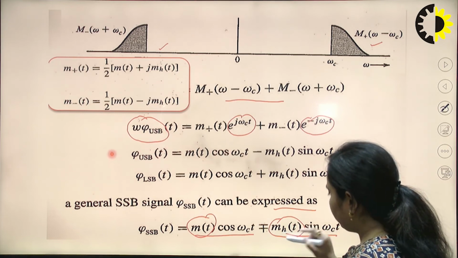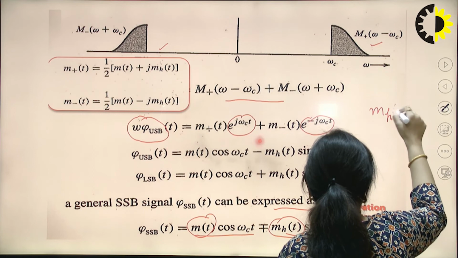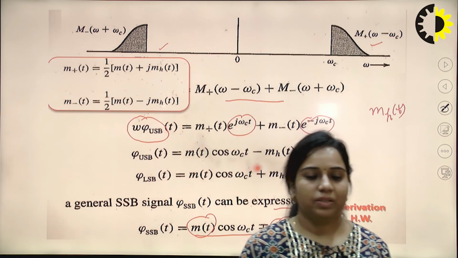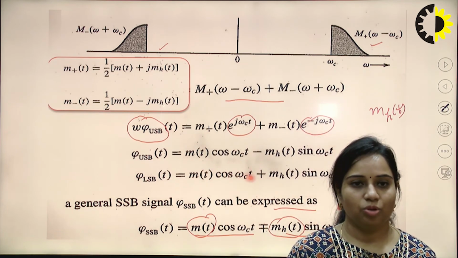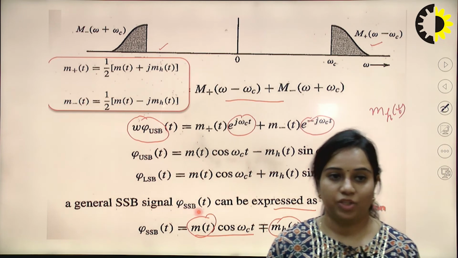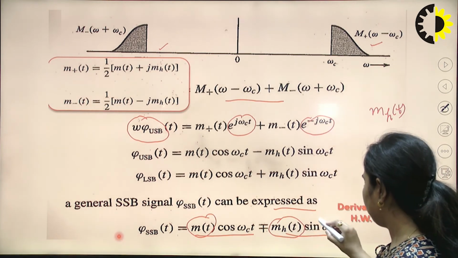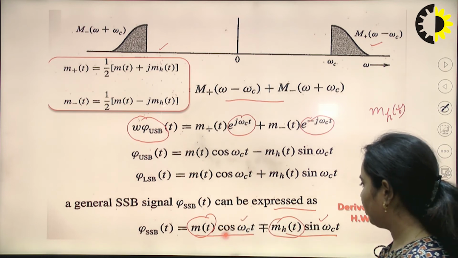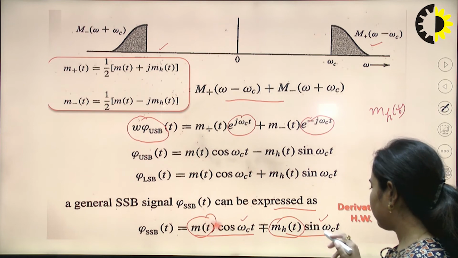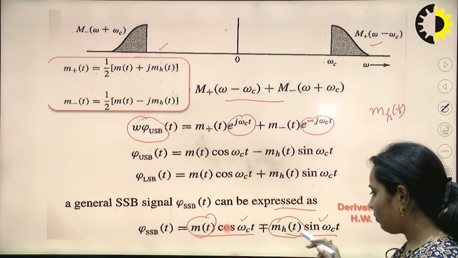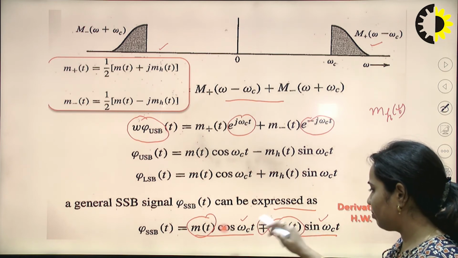Now this particular term, m_h(t), how will it be generated? When the original message signal m(t) is passed through a block that provides a 90-degree phase shift to the incoming signal, we get the Hilbert transform signal m_h(t). When it is multiplied by the 90-degree phase shifted version of the locally generated carrier, that is sin ωct, we get the term. So we have to combine m(t) cos ωct with m_h(t) sin ωct.